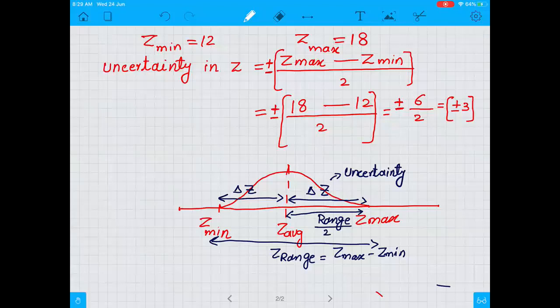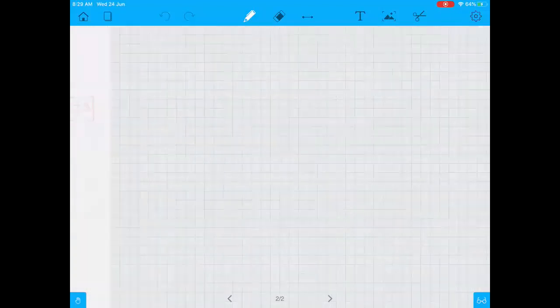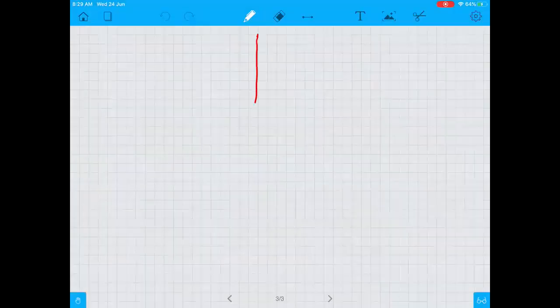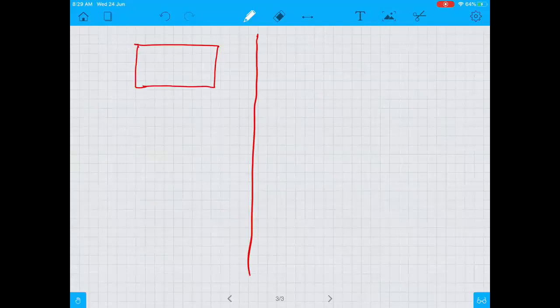But sometimes you will get a situation when this method will not work. Let's suppose we understand a situation. You are given with a rectangle. Now, there are two situations, and what is the difference between the two situations? You have to observe that.